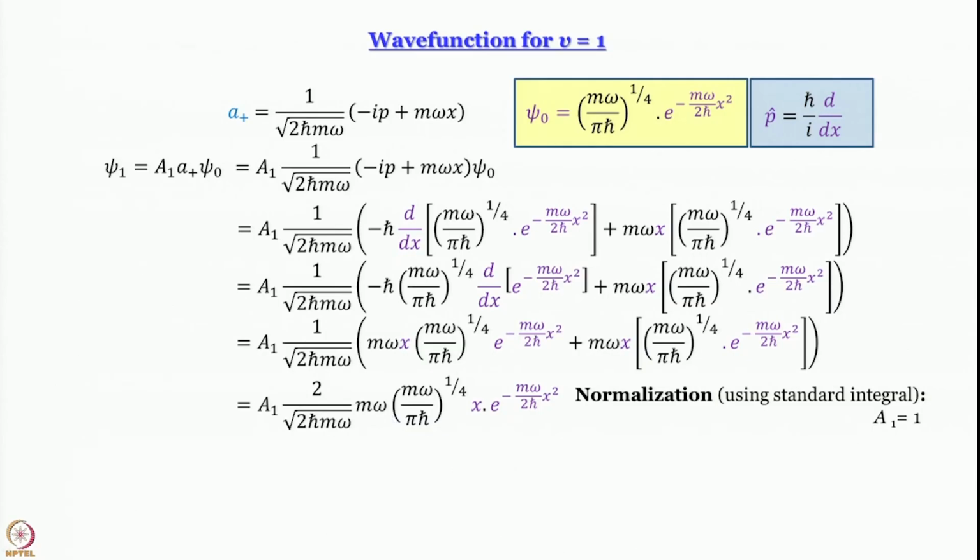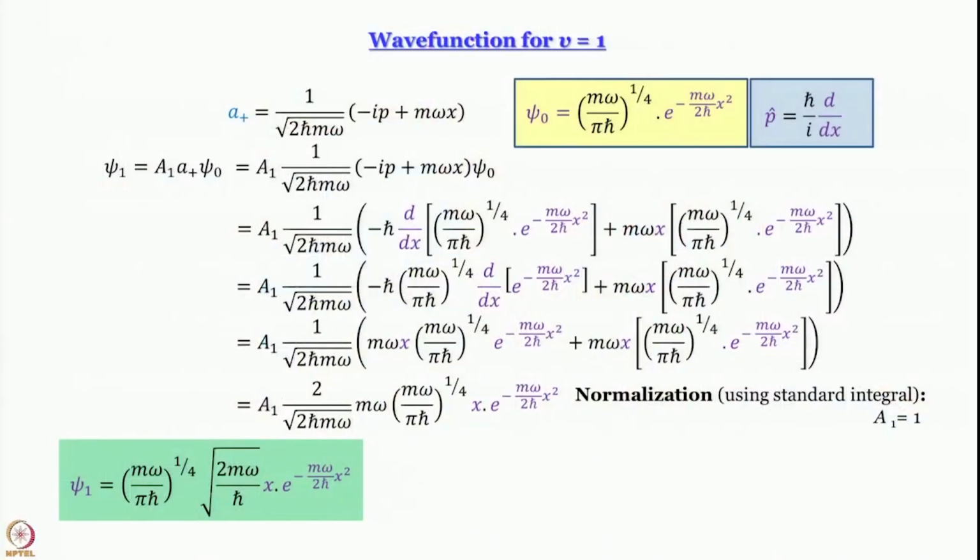While normalizing, you are going to use a standard integral. Since we have talked about standard integrals already, I am not going through it once again. In any case, you need to look at a compendium to solve it. I am just telling you that when you use the standard integral, a1 turns out to be 1. So, this is what you get. Psi 1 is this.